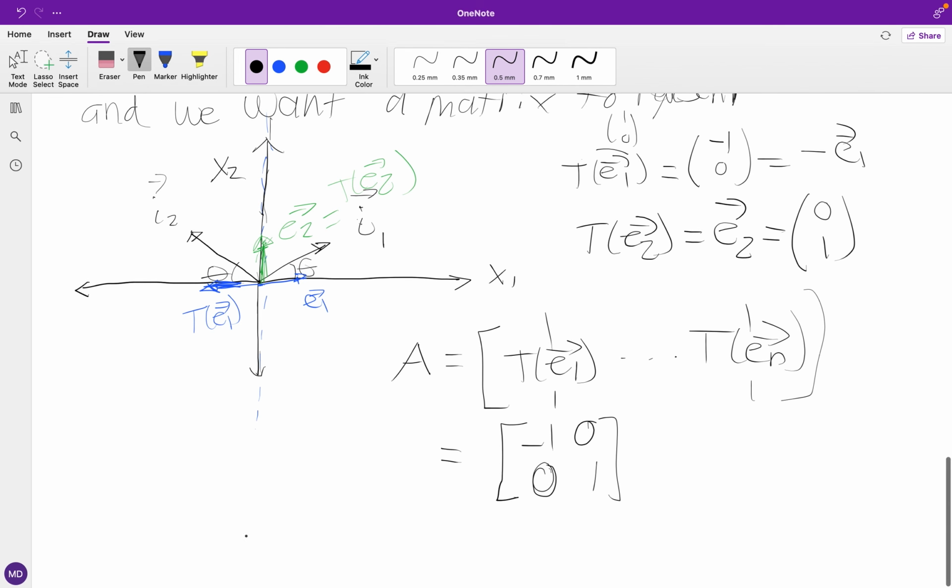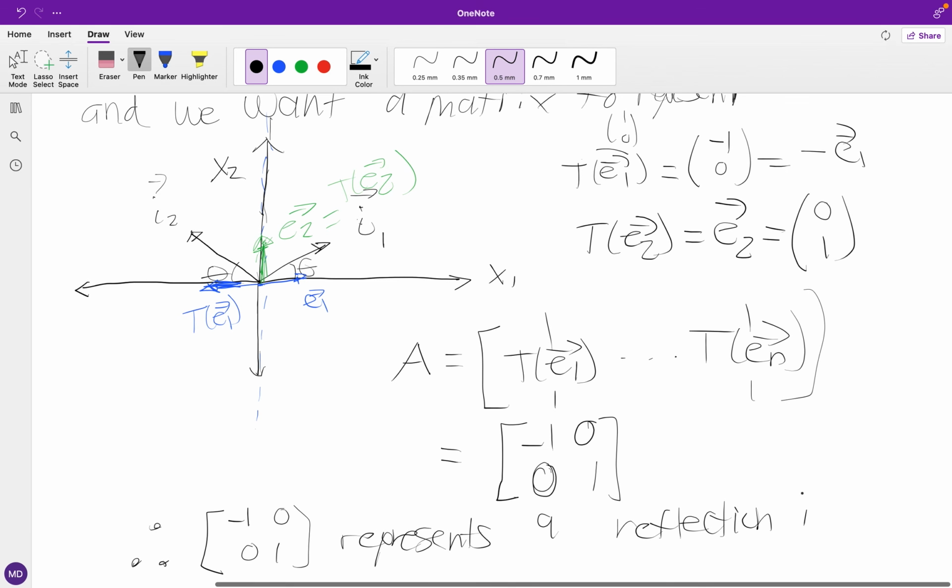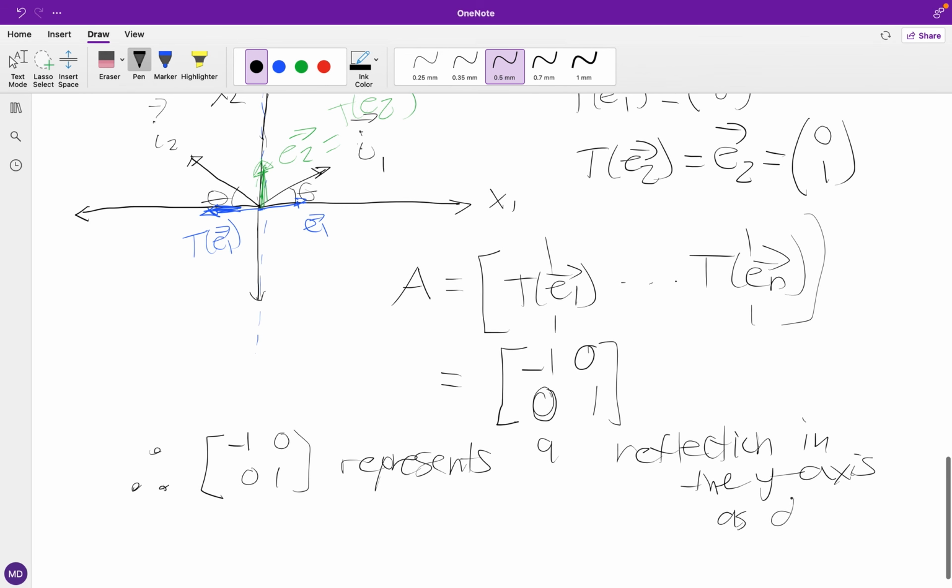So therefore, the matrix negative 1, 0, 0, 1 represents a reflection in the y-axis as desired. So that's how we can derive transformation matrices.